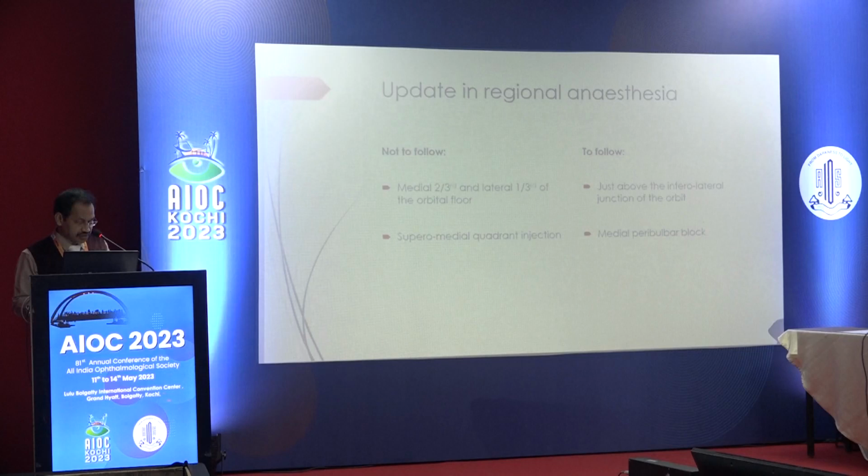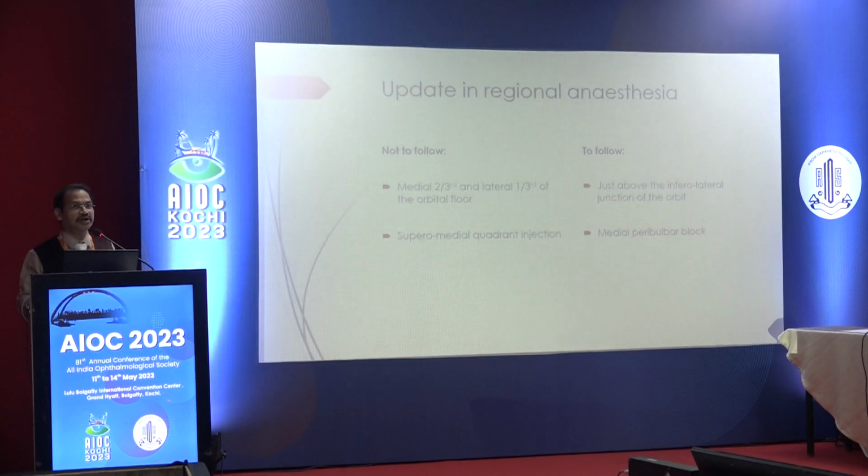Now, before going into the detail about the simulator, I just wanted to briefly update you all about the recent update in regional ophthalmic anesthesia. Traditionally, the block entry is at the junction of the medial 2/3 and lateral 1/3, and then the supplementary block is given at the superomedial quadrant. But of late, regarding the safest site for performing this regional block, they say it is the extreme inferolateral corner, just above the lateral wall and the floor. You should enter the orbit there rather than at the medial 2/3 and lateral 1/3 junction.